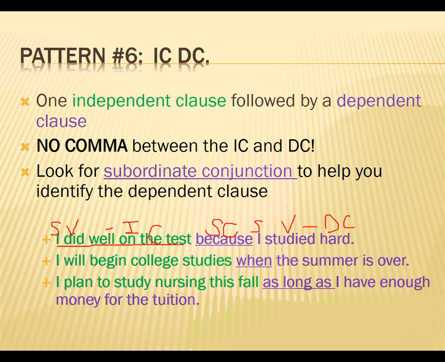I plan to study nursing this fall. I will begin college when the summer is over. In the first clause, I is the subject, the verb is the phrase will begin. The rest of the complete idea is college studies. So this is the independent clause. In the next clause, when is a subordinate conjunction. Summer is the subject. The linking verb is is. So this is the dependent clause.